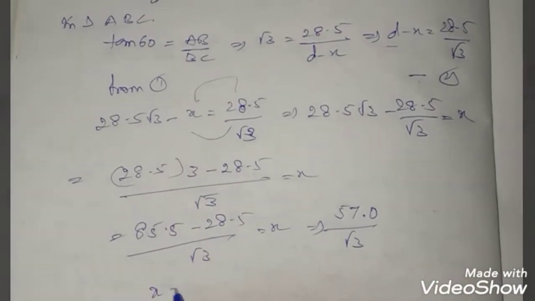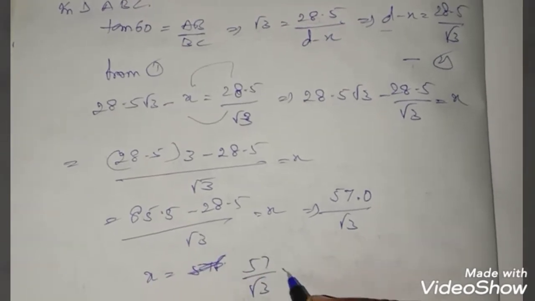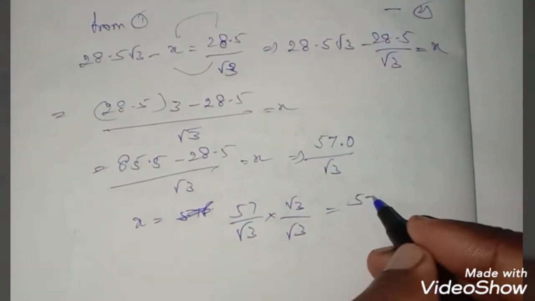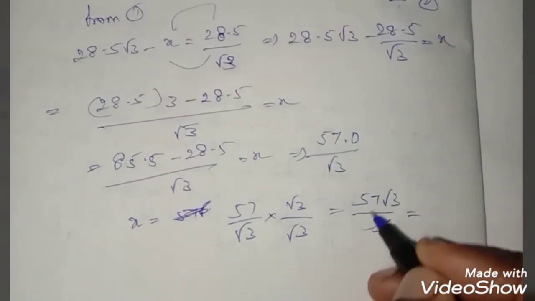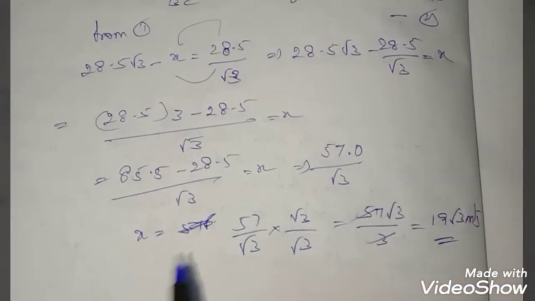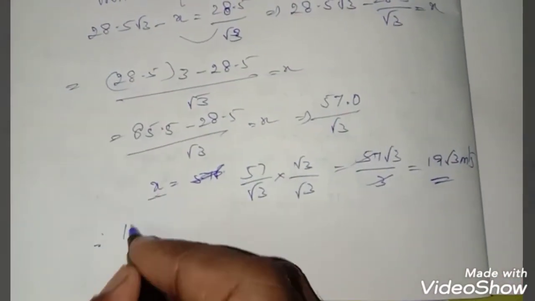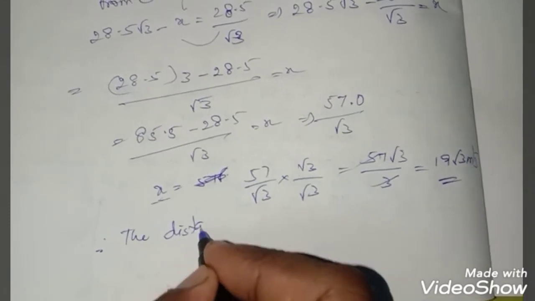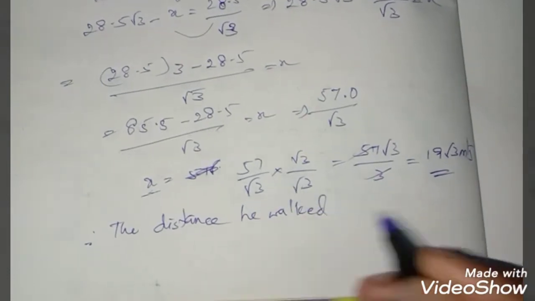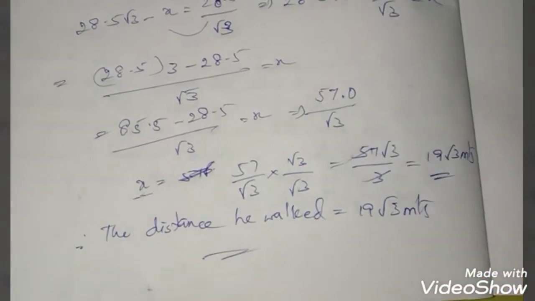So here X is equal to 57 by root 3. Now rationalize the root 3. If I rationalize, you will get 57 root 3 divided by 3. Now if I cancel, you will get 19 root 3 meters. So like this we are finding the distance the boy walked. Therefore the distance he walked is equal to 19 root 3 meters.